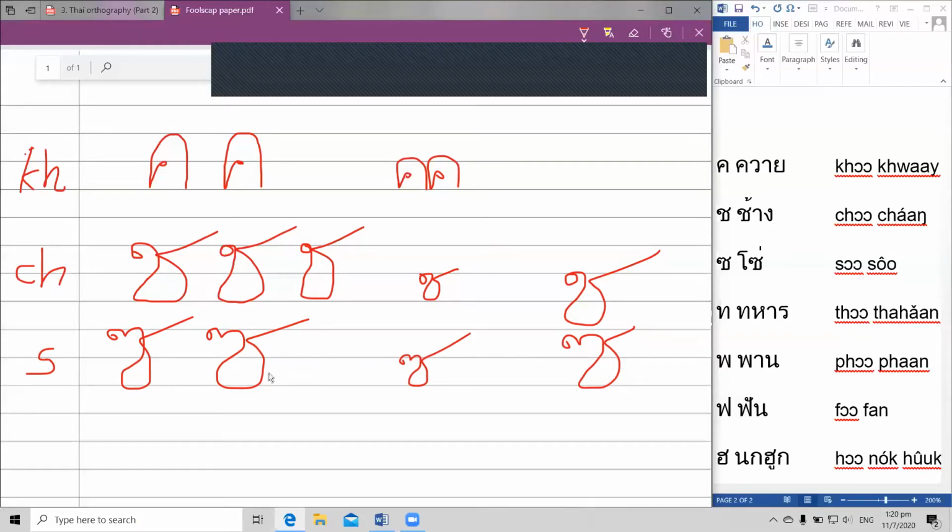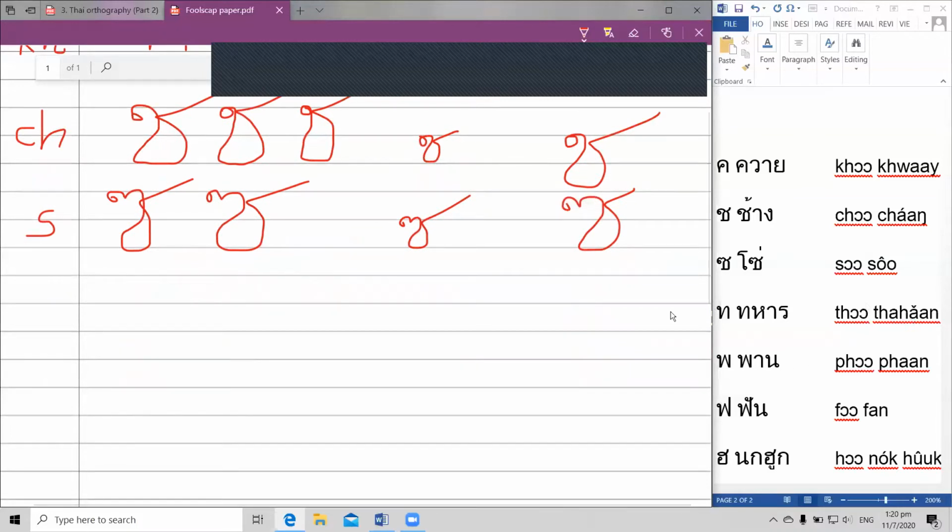Next, we have tho thahan. You can also pronounce it as tho thahan, like ta instead of ta. It looks like this. Circle from the top, go down, and then like that. Sorry, this looks bad. Again, go down, like that. It kind of looks like the letter N in English, and it looks like a tortoise too: this is the tortoise shell, and then the legs.